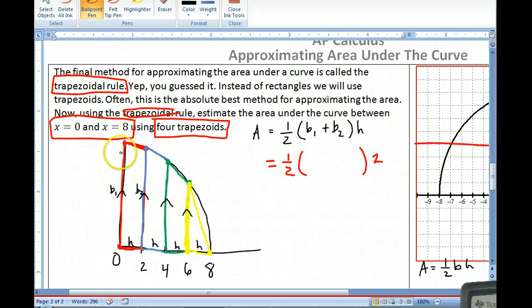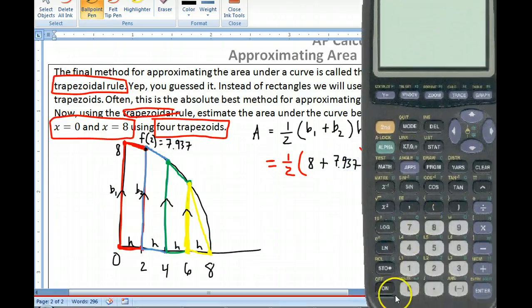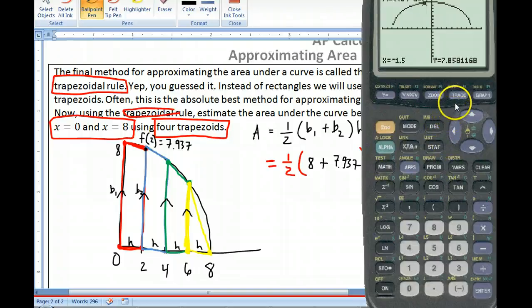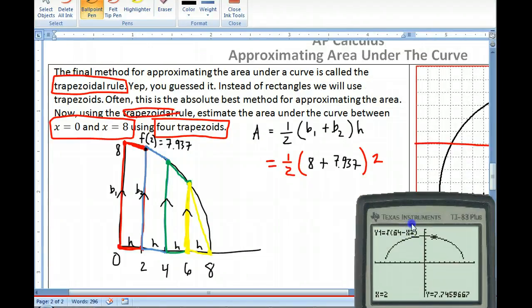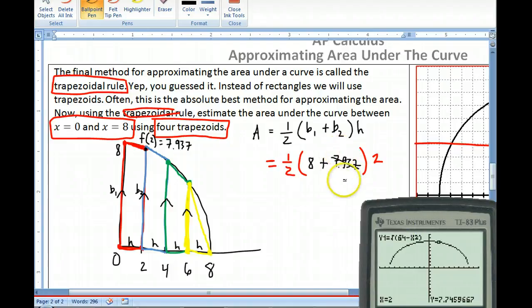Okay, so what's base 1 going to be? 8. Plus, what's this other base going to be? It's not quite 8, it's about 7.9. You're going to have to do f of 2. Use the calculator. It's 7.746. Wait, why did you plug in 7.7? I just said that number. Okay, so I'm going to hit 2. 7.746. You were kind of close.